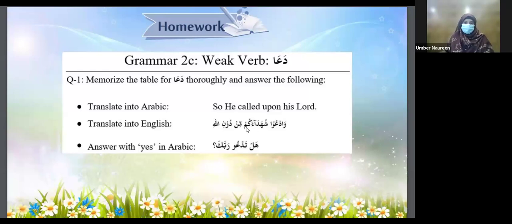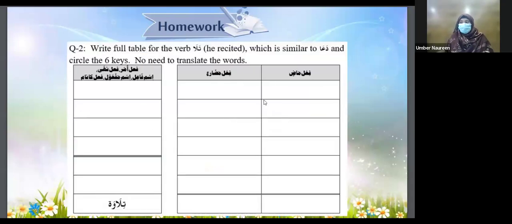Translate into English: Wad'u shuhada'akum min dunillahi. This is correct. This is easy for you. Wa and ud'u. This is: call your witnesses other than Allah. Excellent. Answer me in Arabic: Hal tad'u rabbaka? Hal ad'u Rabbi. Two returns would be there: tad'u would return into ad'u, and ka would return into yi.